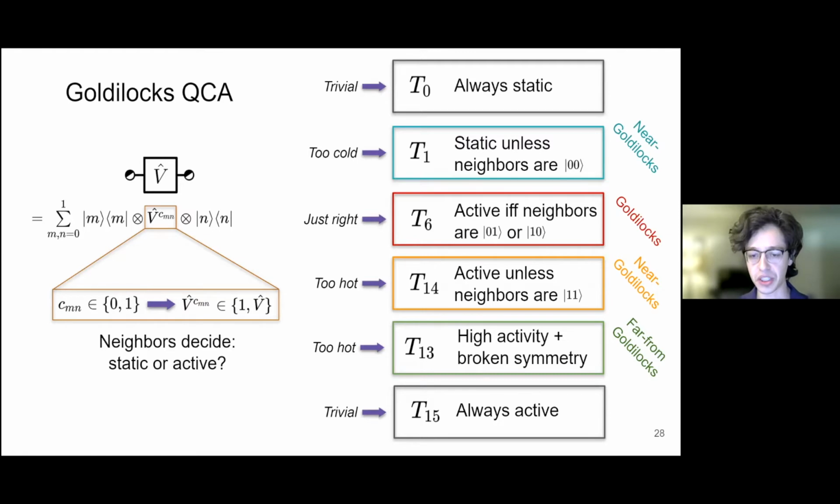And so in addition to these rules that I'm showing here, the rules T1, T14, and T6, I'll also show the results for this rule T13. And that has a high activity like T14, so we might say too hot, but it also has this broken left-right symmetry. And as a result, it will exhibit behaviors that are the furthest from this Goldilocks case. And so these will form our initial test cases for these QCA simulations that we'll be performing.